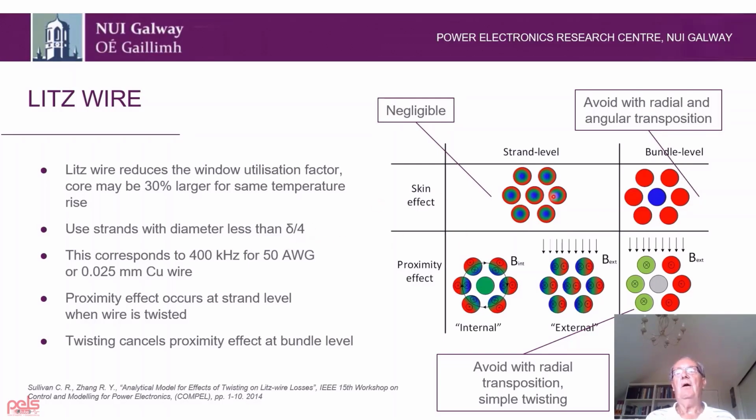And by the way, all of these strands have to be individually insulated from each other. That means that in terms of the utilization of the window, there's less copper in the window because there's more space for the insulation. And usually, taking all things into consideration, for the same temperature rise, we're looking at a window that might be 30% larger. So that means a bigger transformer. It might be a small price to pay as long as the losses are bearable.